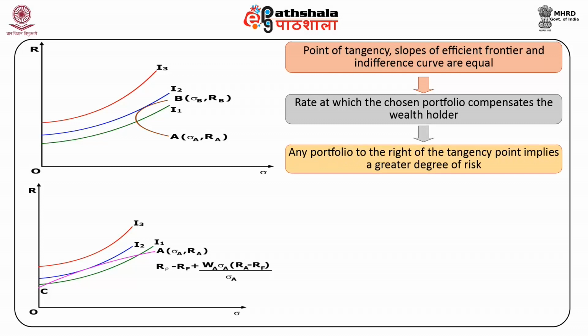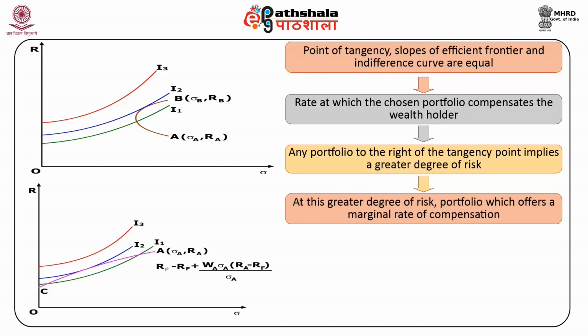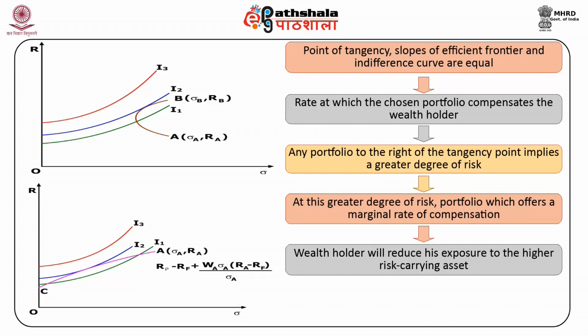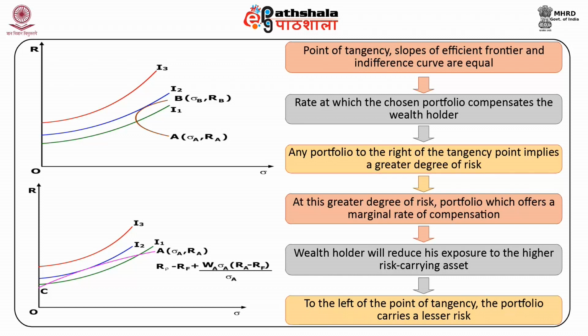Any portfolio to the right of the tangency point implies a greater degree of risk. At this greater degree of risk, portfolios offer a marginal rate of compensation which is less than the marginal rate of compensation required by the wealth holder. Consequently, the wealth holder will reduce his exposure to the higher risk carrying asset B, even though it carries a higher return. To the left of the point of tangency, the portfolio carries a lesser risk and offers a higher marginal rate of compensation than what the wealth holder requires. This induces the wealth holder to take more risk and a higher exposure to the more risky asset.